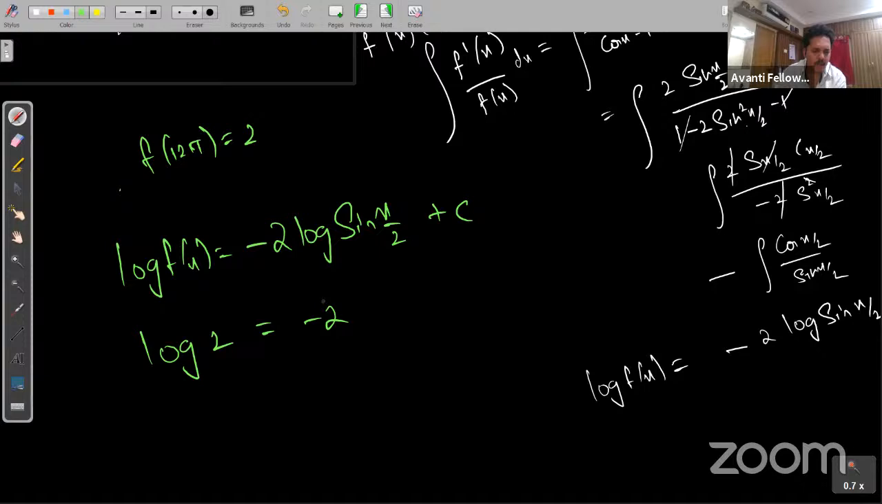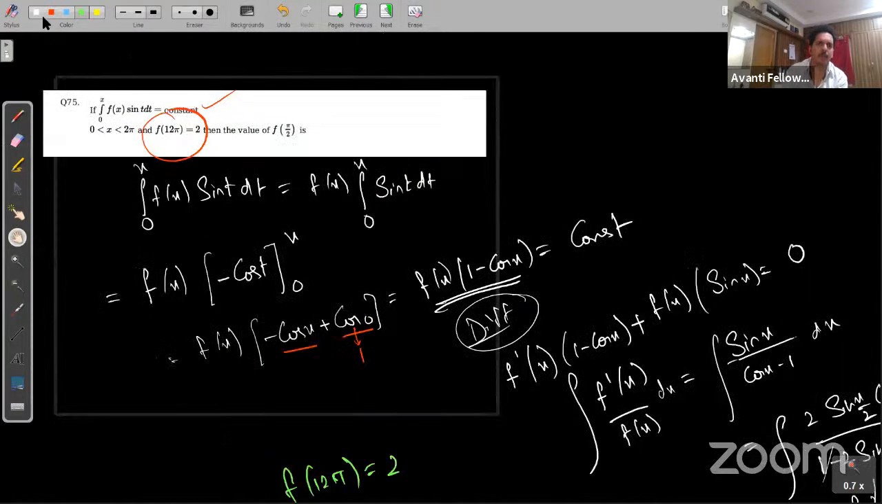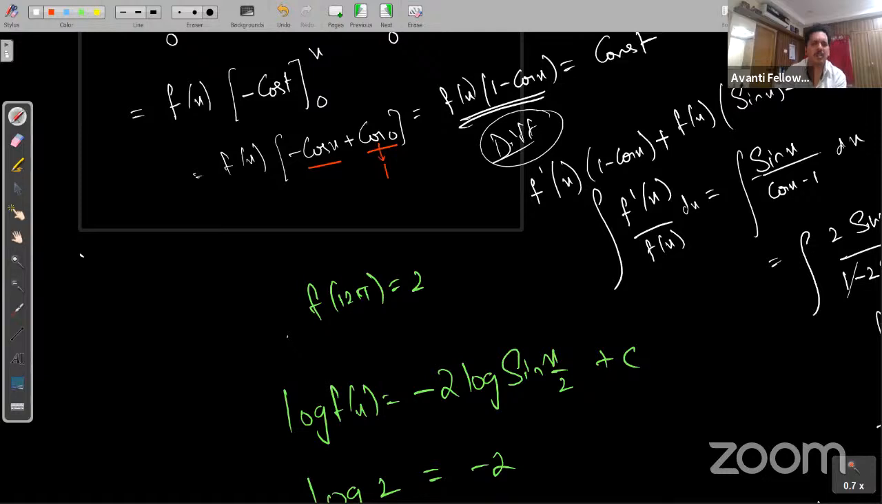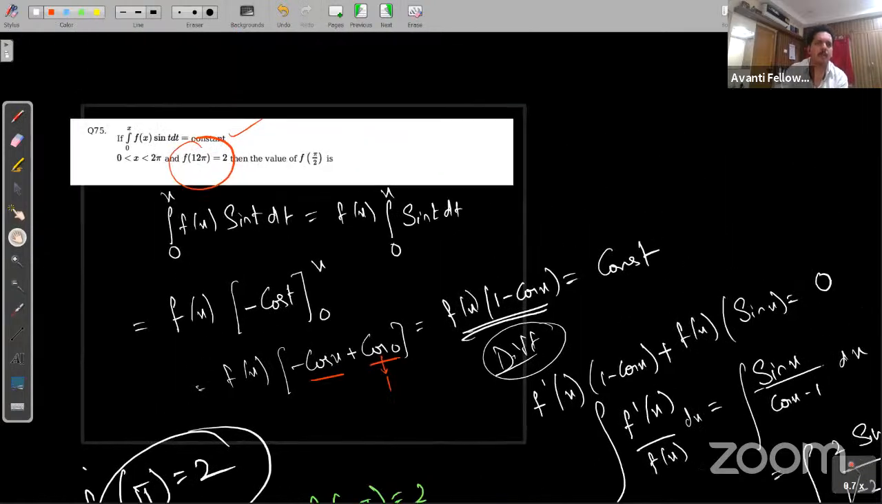So finally you got minus 2 log. Okay, the mistake here is that the question is having a mistake. Just now I've seen the question, it is not 12 pi. That's the reason we are searching for the thing here. F of pi is equal to 2, guys. Try to change the question. F of pi is equal to 2.